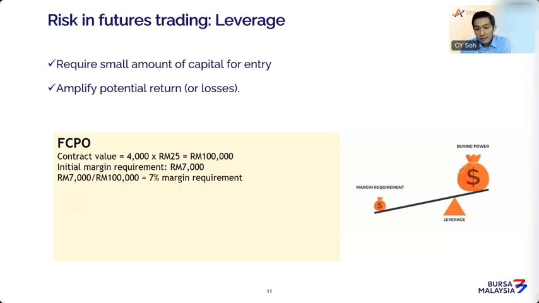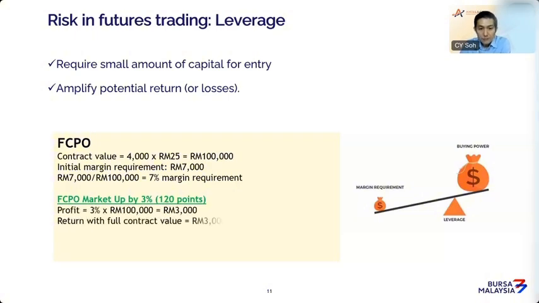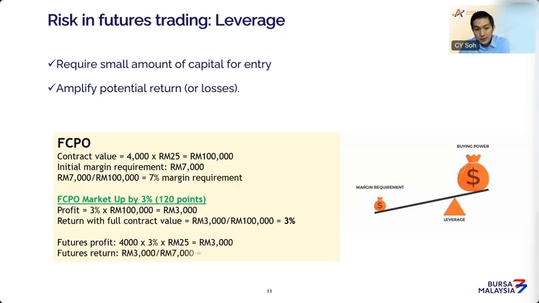Now let's say the FCPO market is up by 3%. So if you use a full $100,000 to invest in crude palm oil, your return is only 3%. However, if you are in the futures market, one FCPO contract, 3% up is 120 points times $25 per metric ton, and that would be equivalent to 3,000 profit in your futures trading, just one contract. And the return is 42.9%, because you are only using $7,000 to trade.